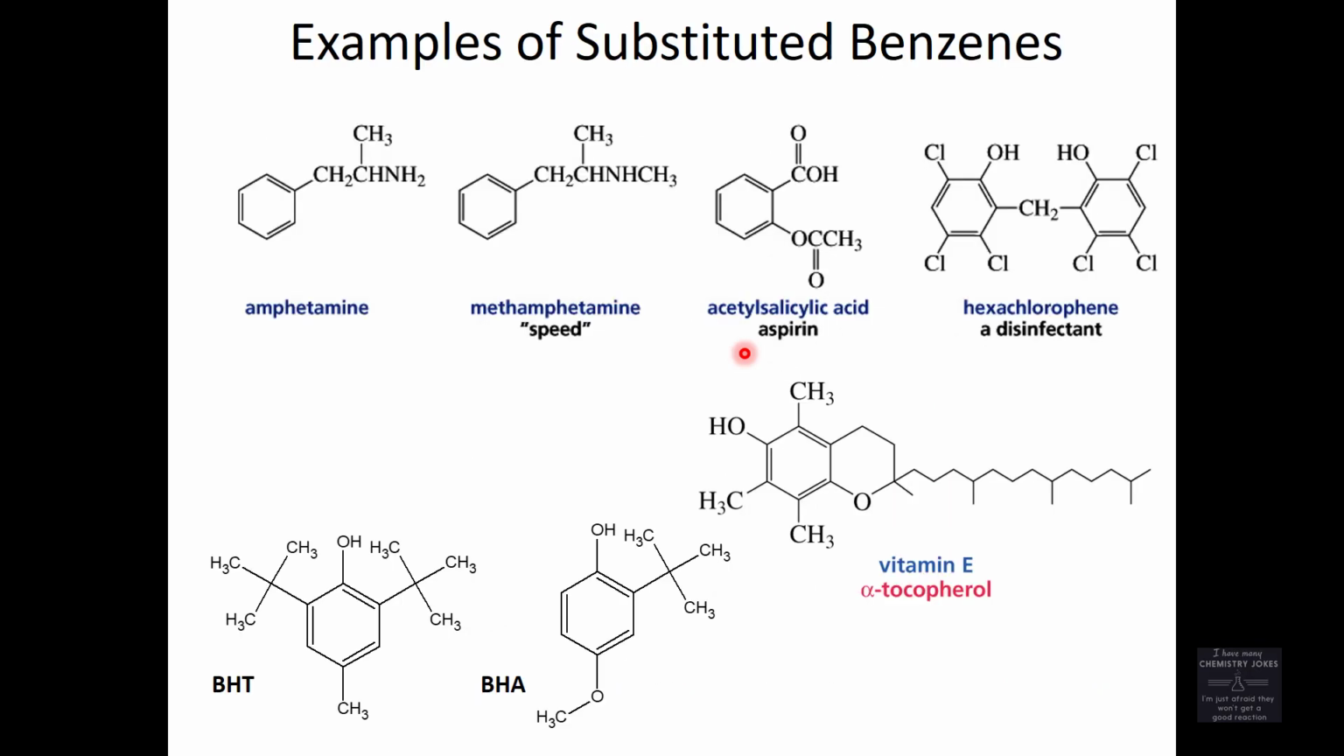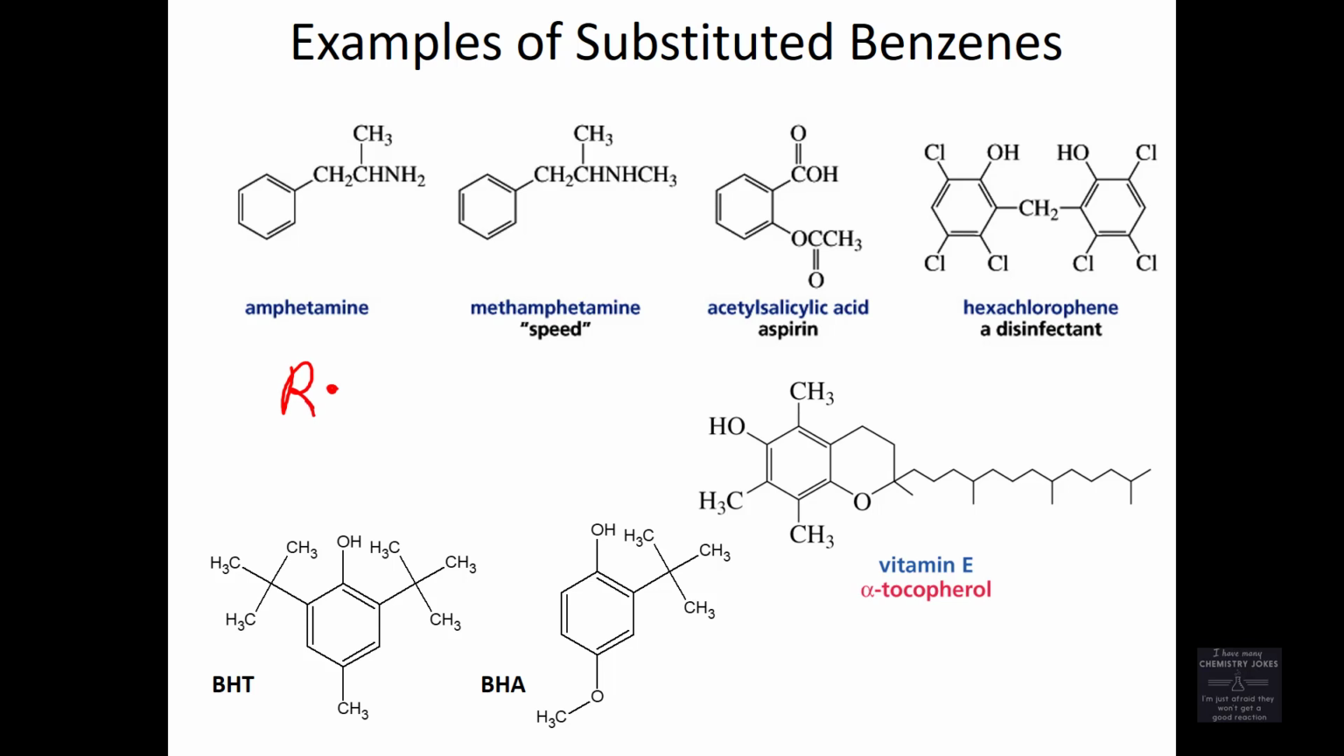So we'll start with naming a couple of things. These are singly substituted benzenes right here. But these are multiply substituted benzenes, as are those. These things down here, BHT and BHA, I want to point out that those are common food additives, preservatives is what they may call them, because they're free radical scavengers.